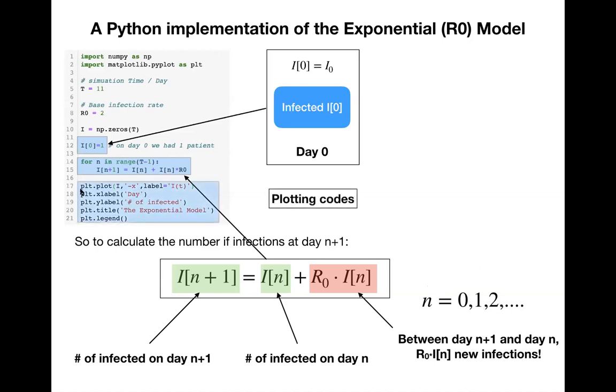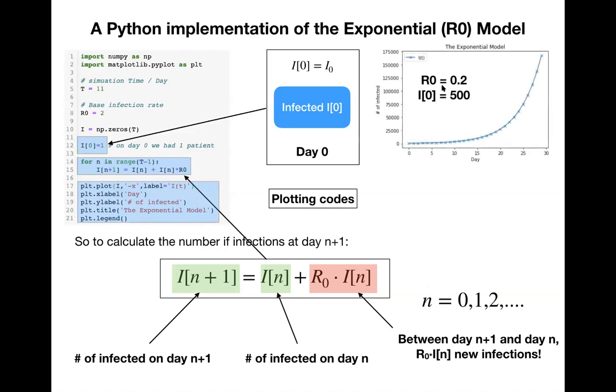So this is the plotting routine, and we will plot I as a function of time. Since it starts from 0, it actually doesn't matter. Let's just do this. You can see that if I use R0 equals 0.2 and the initial infected people are 500, after 30 days I get about 175K patients.